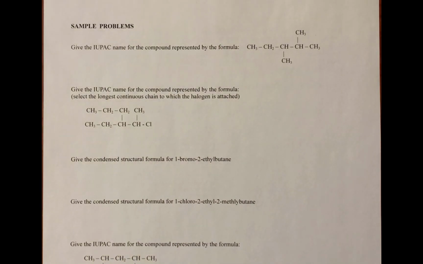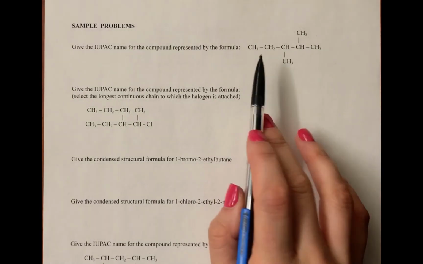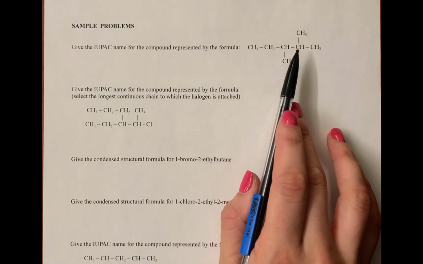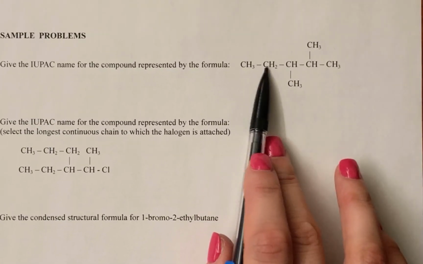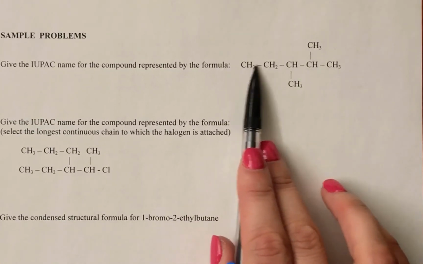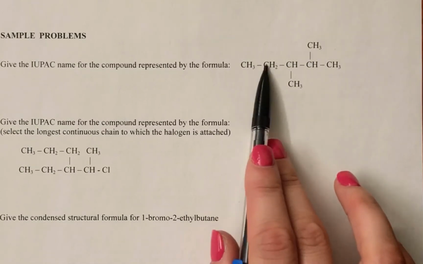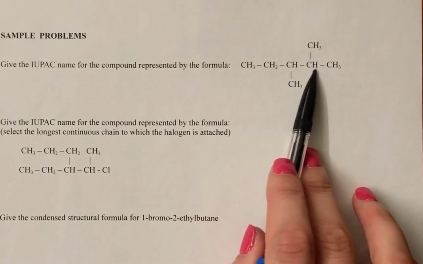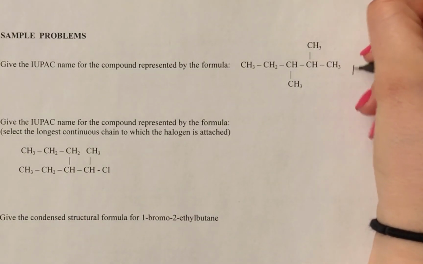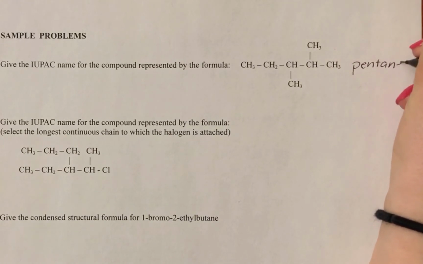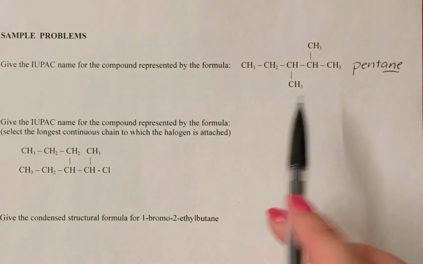Let's take a look at some examples where we're naming or giving the structures or formulas for different alkanes. If we take a look at this first one, we want to give the name for the compound represented by this formula. Remember, the first step is to find the longest carbon chain. If I count 1, 2, 3, 4, 5, 1, 2, 3, 4, 5, 1, 2, 3, 4, I see that my longest chain of carbons is 5. We know if it's 5, that is a pentane, and it ends in A-N-E because they're all single bonds.